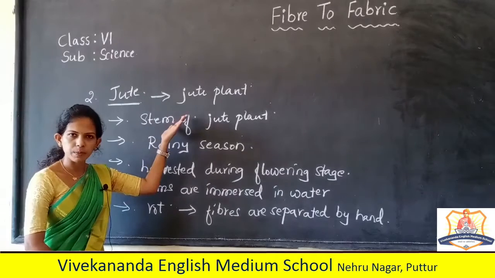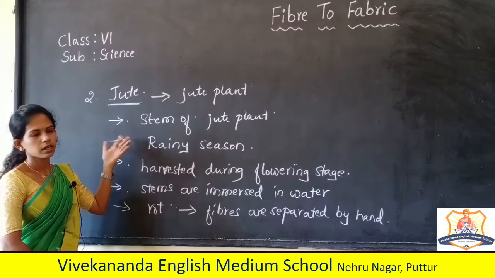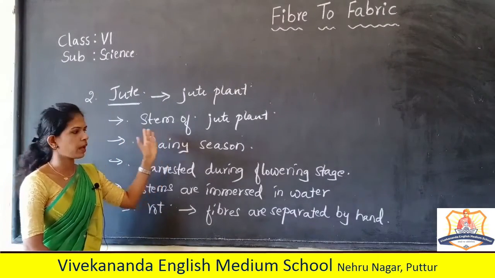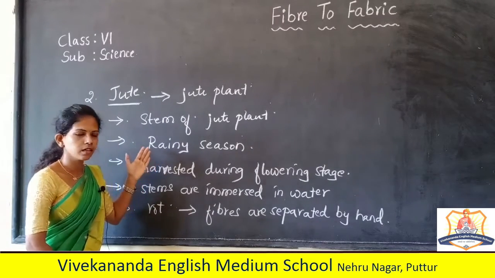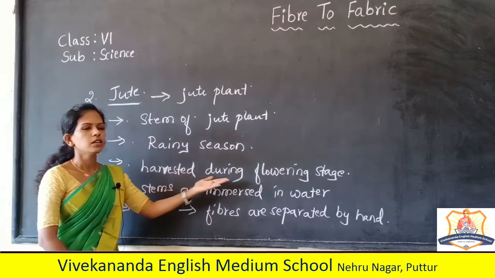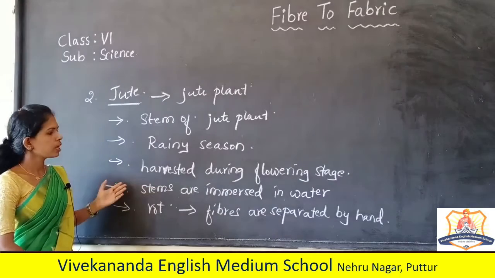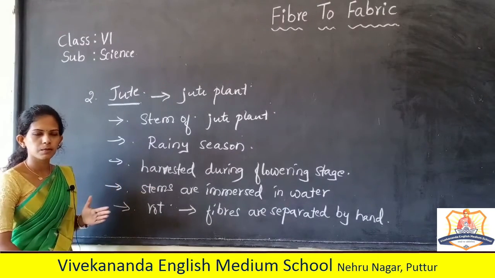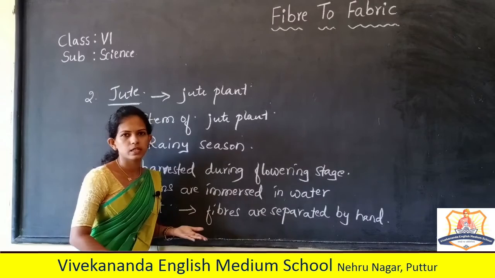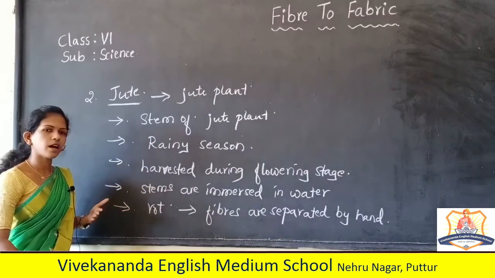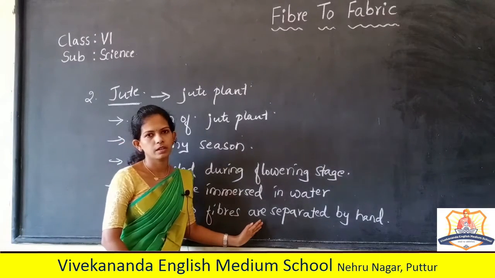Jute is obtained from the jute plant, and it is the stem part of the jute plant. These are cultivated during rainy season and harvested during the flowering stage. When they start flowering, they will cut the jute plant. The stems of those harvested plants, they will immerse in water for a few days. After that, they start rotting, and the fibers are separated by hand.